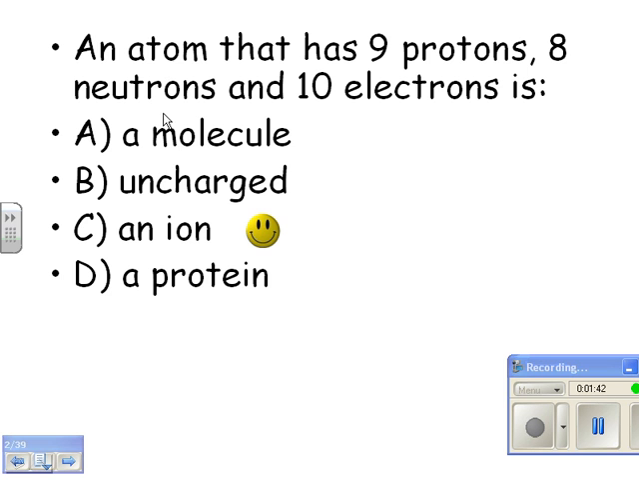If it started as one atom, it certainly wouldn't be a molecule. It's not uncharged because it's got a -1 charge. And a protein's made out of a lot of atoms. And a protein can be an ion, but this one's not because it says an atom.